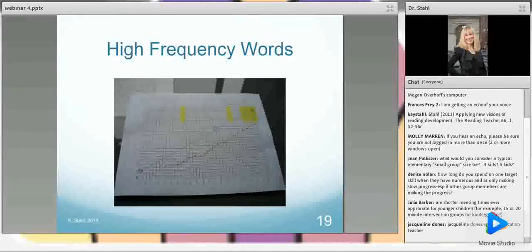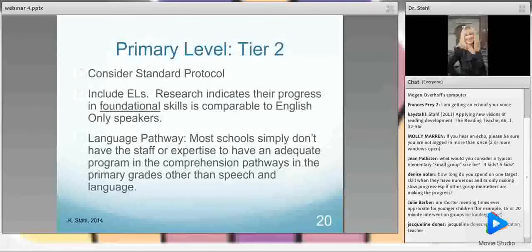Here is what a high-frequency word progress monitoring chart would look like. The goal would be, since you're wanting children to read those high-frequency words every minute, to recognize the words per second, 1 word per second, then the goal would be 60 words in a minute.